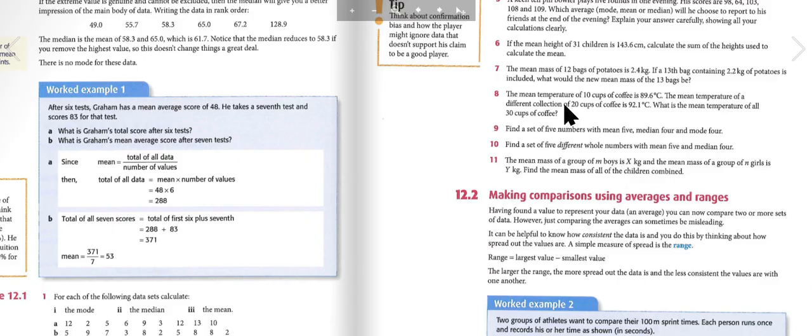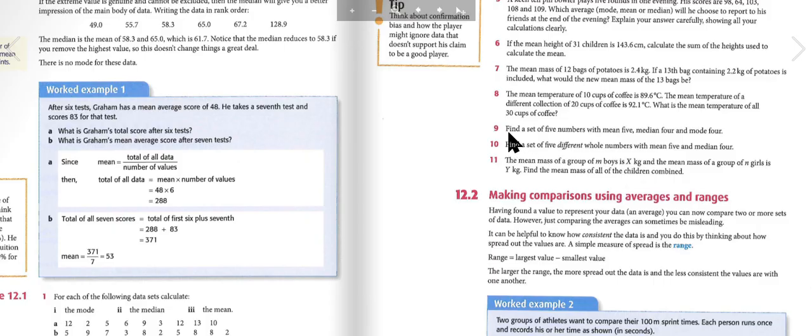Question 8. The mean temperature of 12 cups of coffee is 89.6 degrees Celsius. The mean temperature of a different collection of 20 cups is 92.1 degrees Celsius. What is the mean temperature of all 32 cups of coffee? Well, the mean temperature is 91.2666666666 degrees Celsius, with an infinite number of 6s.